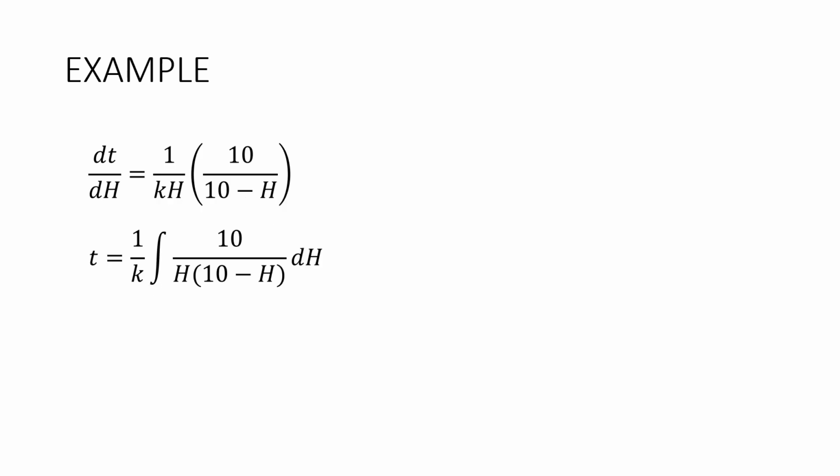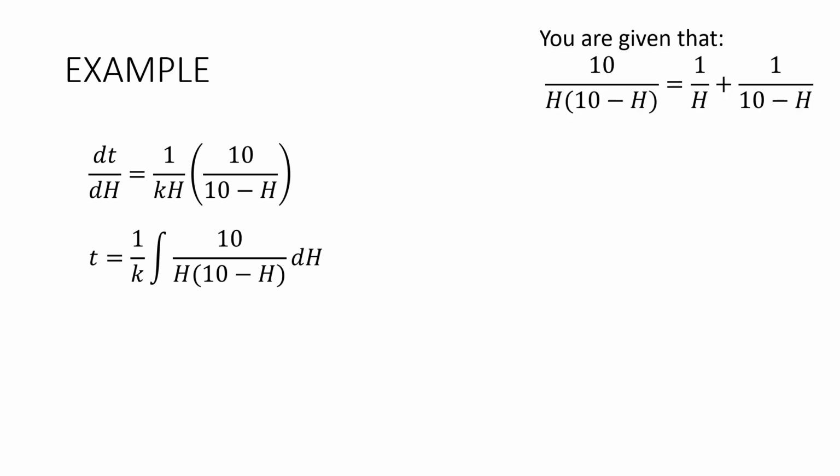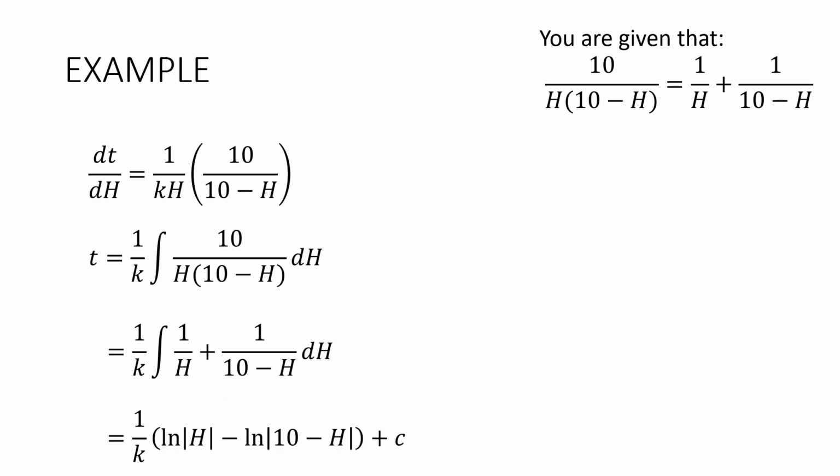Let's integrate. t is equal to 1 over k, the integral of 10 over H multiplied by 10 minus H dH. Now, we are given that 10 over H multiplied by 10 minus H is the same as 1 over H plus 1 over 10 minus H. So let's substitute that in. We have the integral of 1 over H plus 1 over 10 minus H dH. And these, of course, are both log functions. So we have 1 over k, and then in brackets, ln of H, take away ln of 10 minus H, close brackets, plus c.